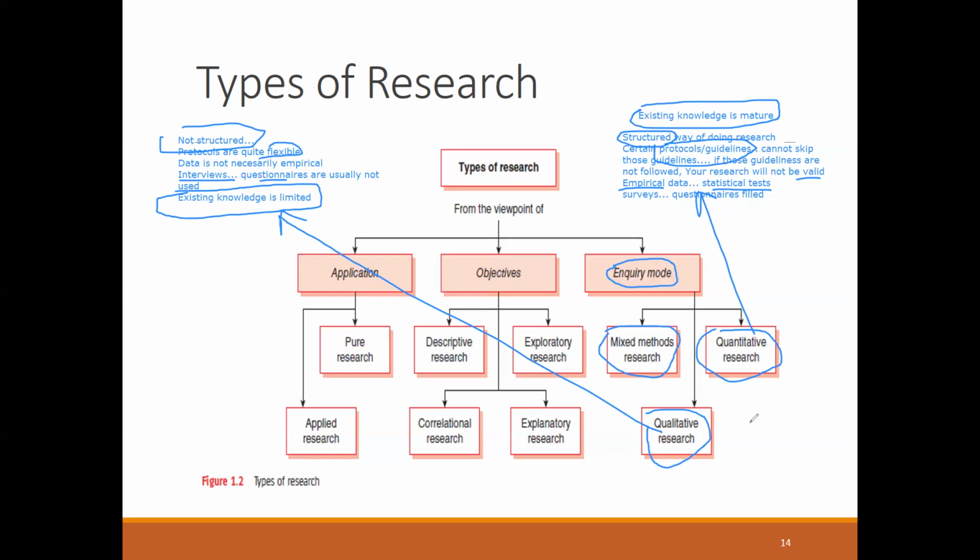If you want my suggestion on what kind of research you can do: if you want to learn how to conduct research, then quantitative research is a good starting point, because it will help you learn all those protocols and guidelines which are needed to do valid research. But if you want to do something different, you can do qualitative research as well. But remember that qualitative research will have different protocols.